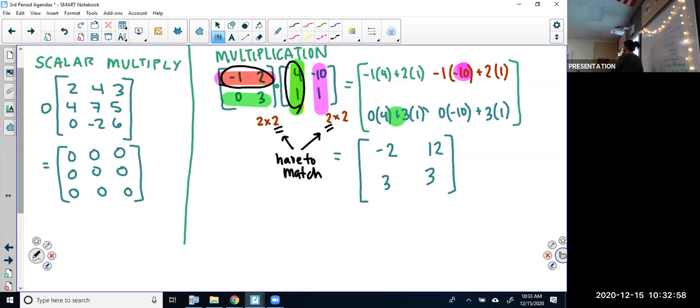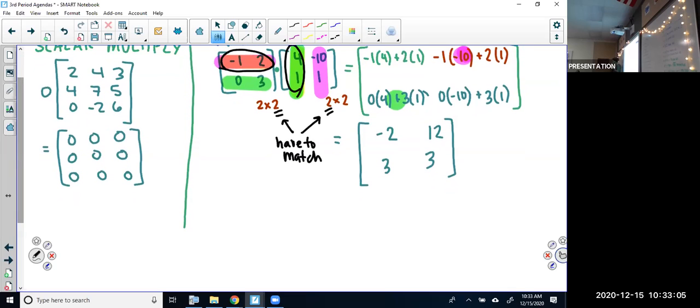Can we try an example where they don't match? The outsides are different? Yeah, that's exactly what we're gonna do. The insides have to match, and then the secret is the answer will be the outside dimensions. So our answer was a 2 by 2 matrix. The outside dimensions will be the output. The insides kind of cancel each other out as we do the dot product, and the result has the outside dimensions. So let's do an example.